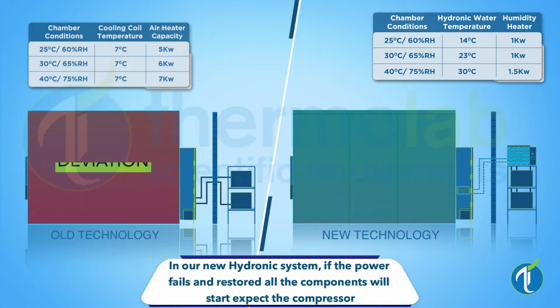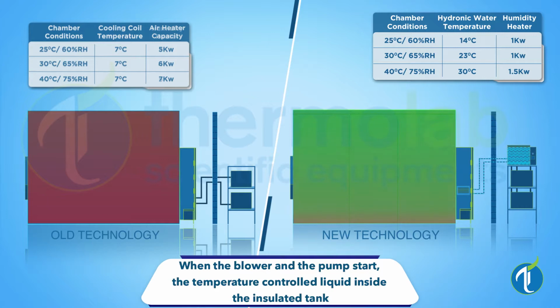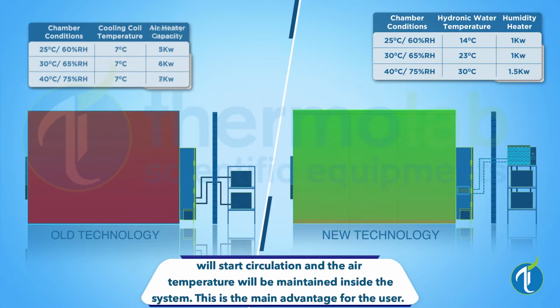For our new system, when the power fails and is restored, all the components will start except the compressor. The pump will start immediately because it does not require the time delay. When the blower and the pump start, the already temperature-controlled water inside the system starts circulating and the temperature will be well maintained inside the chamber.